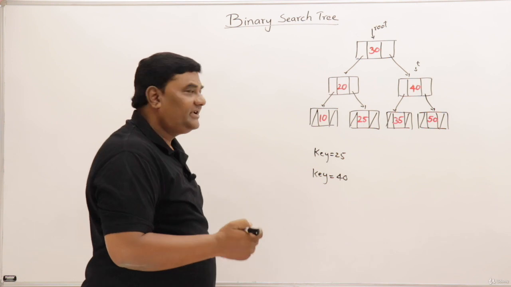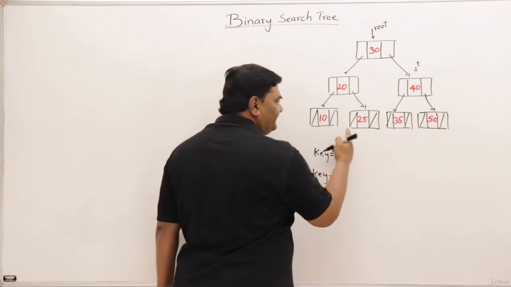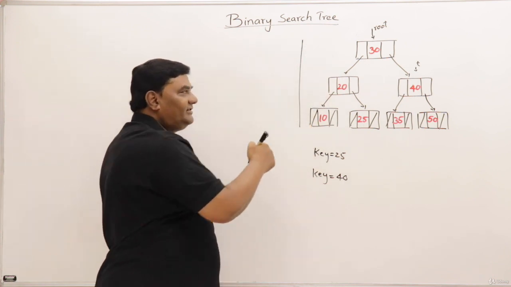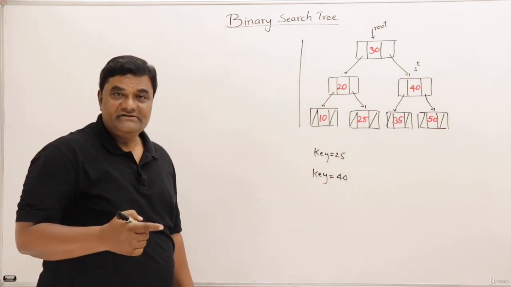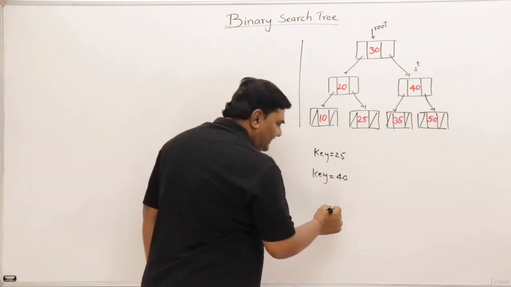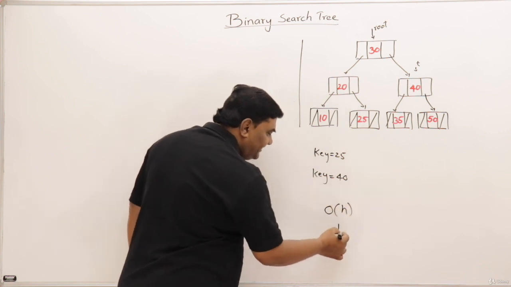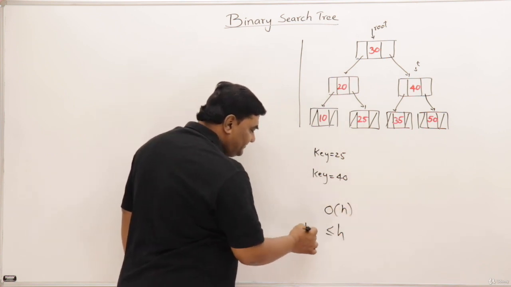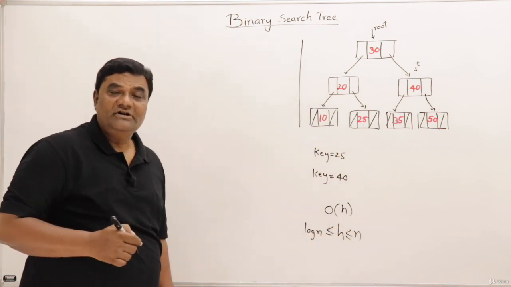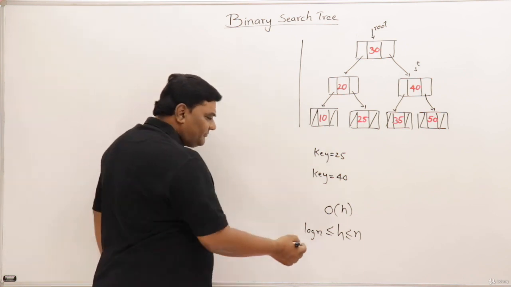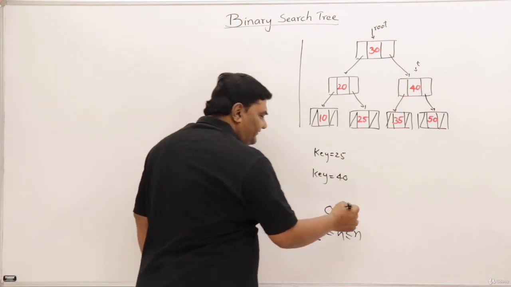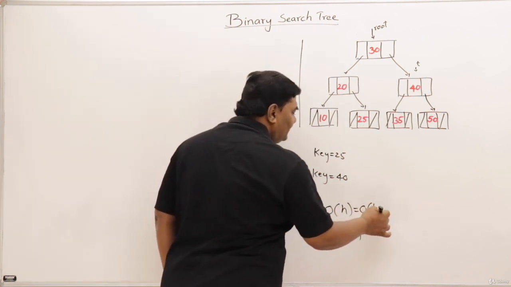So maximum how many comparisons are required for searching? If I am searching for elements which are in the leaf, then the maximum comparisons are dependent on the height of a tree. Yes, the time taken for searching depends on height of a tree. So I can say that the time is order of h, where we know well that height of a binary tree can be minimum log n and maximum n. So height can be from log n to n. So we can go for minimum one and say it is log n. So minimum time is log n. So the time taken for searching in a binary search tree is log n.